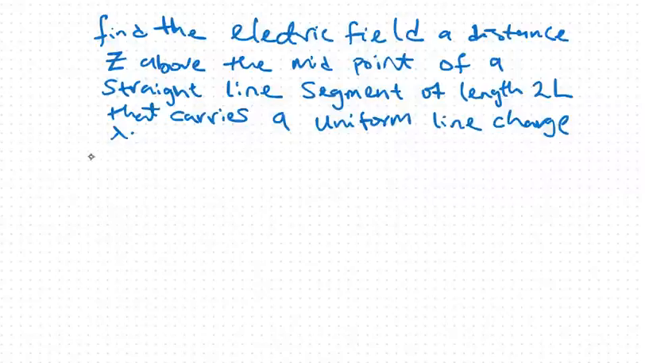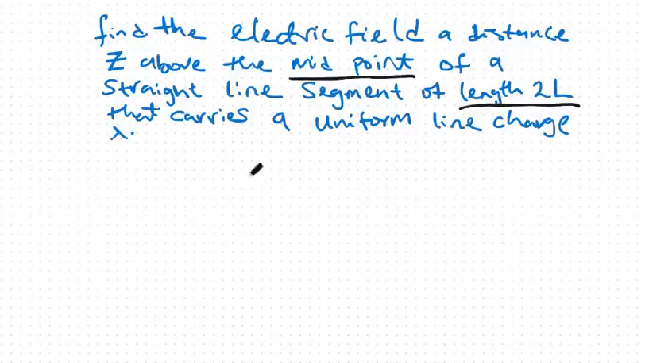In today's video, we'll be solving a question in electric field, and the question is asking us to find the electric field a distance z above the midpoint of a straight line segment of length 2l. So keep in mind this length 2l and the midpoint as well. Let's assume this is the length.